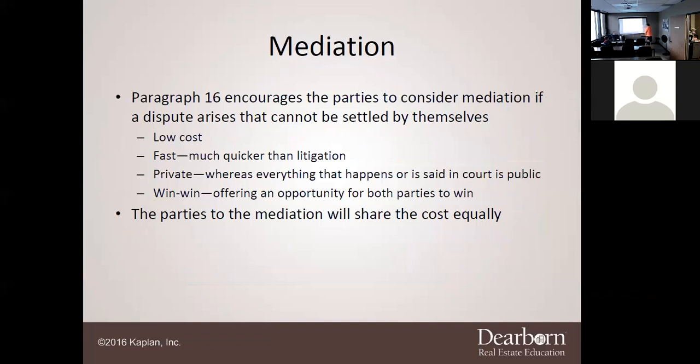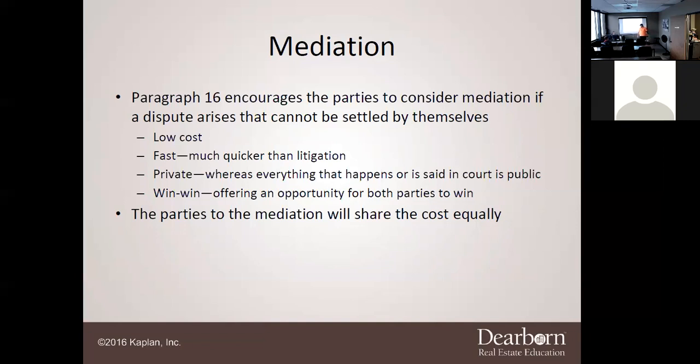All right, mediation. Paragraph 16 encourages the parties to consider mediation if a dispute arises that cannot be settled by themselves. The good thing about mediation is that it is low cost, fast, and private, and it is a possibility for a win-win. Mediation is in the same vein as arbitration.